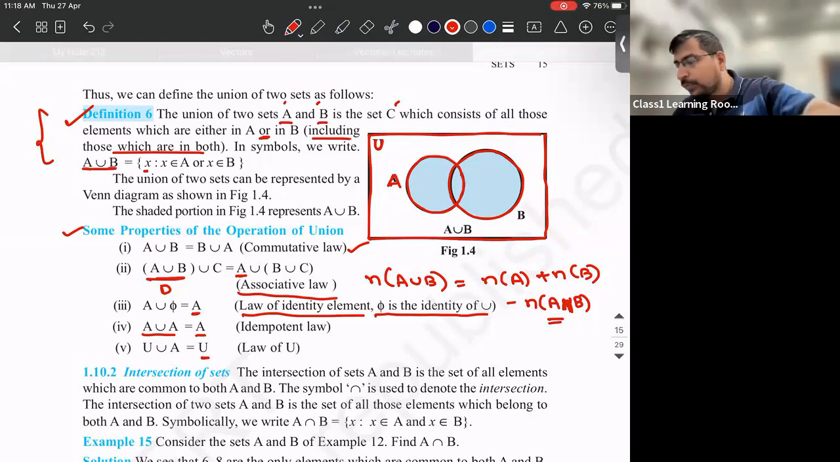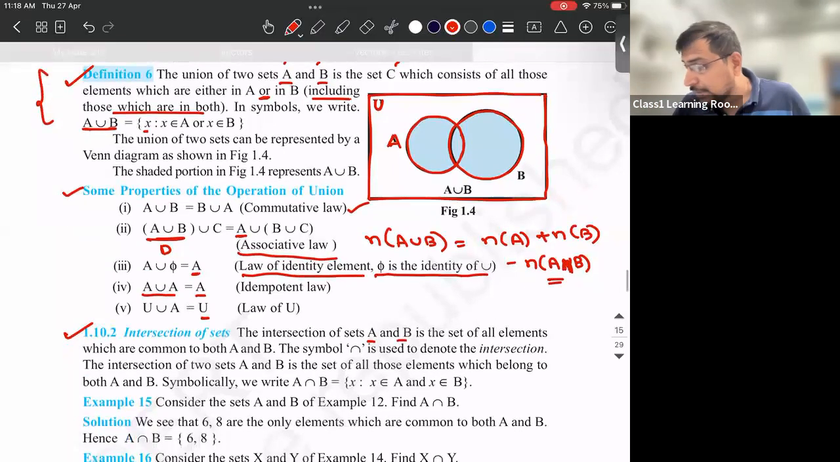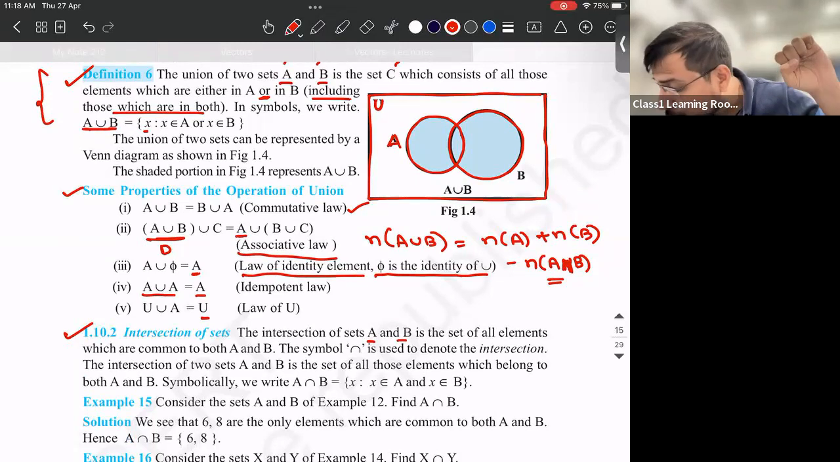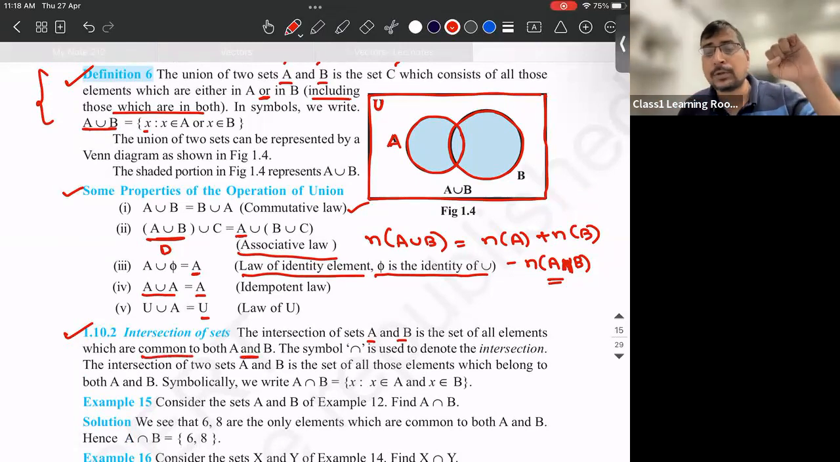Now we are going to see the next one, which is called the intersection of sets. Intersection, as the name suggests, means I take the common elements. The intersection of set A and set B is the set of all elements which are common to both A and B. This is very important. Whenever you see the keyword "and", we need to perform the intersection operation.